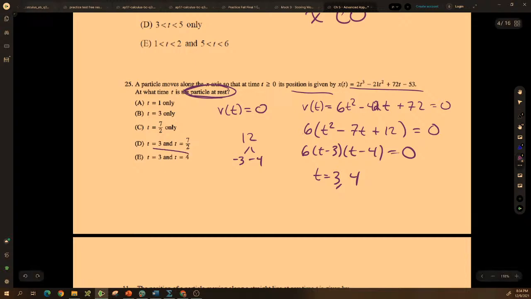And they say, when is it at rest? So it's just those two. If it was moving to the left, I would make a number line. Moving to the right, I would make a number line. But just at rest, I don't need to do anything else. That's just the answer.